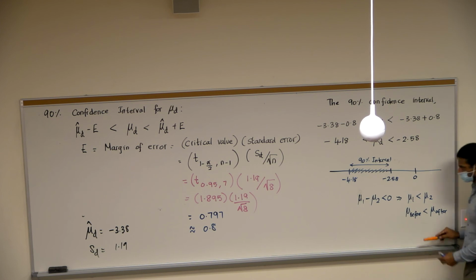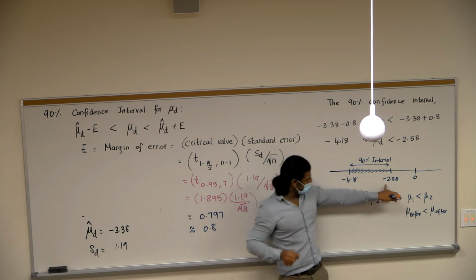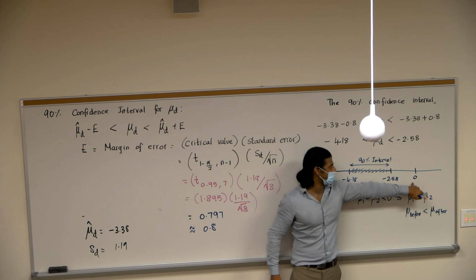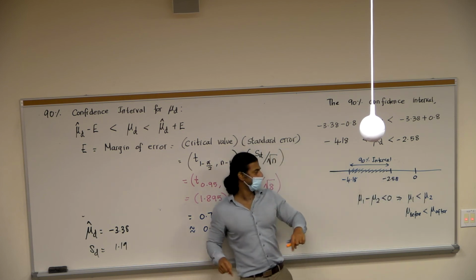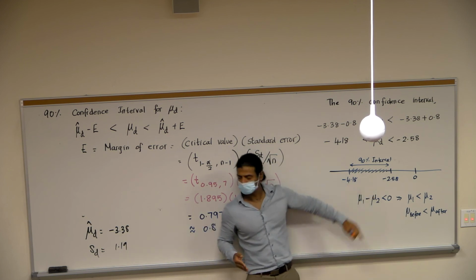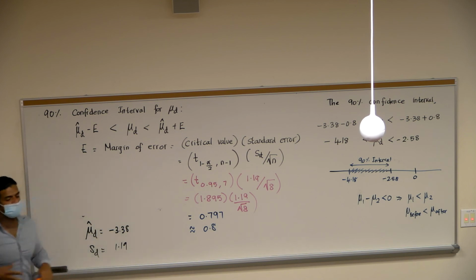Good. Now do you see that when I've mentioned multiple times that if 0 falls in the interval, then we cannot reject the null. So clearly here 0 does not fall in the interval. In other words, the entire interval is to the left.